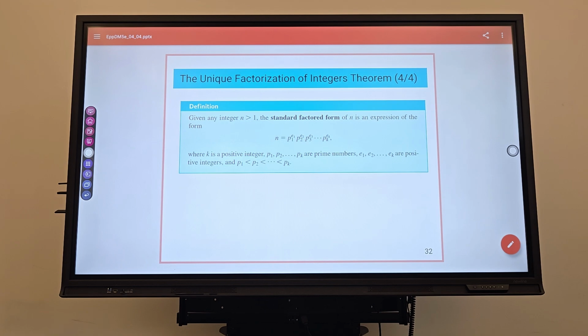Definition. The standard factored form is an expression of the form given here, where k is a positive integer, p1 through pk are prime numbers, and e1 through ek are positive integers, and p1 is less than p2, which is less than others, which is less than pk. So you write them in the ascending order of prime factors.